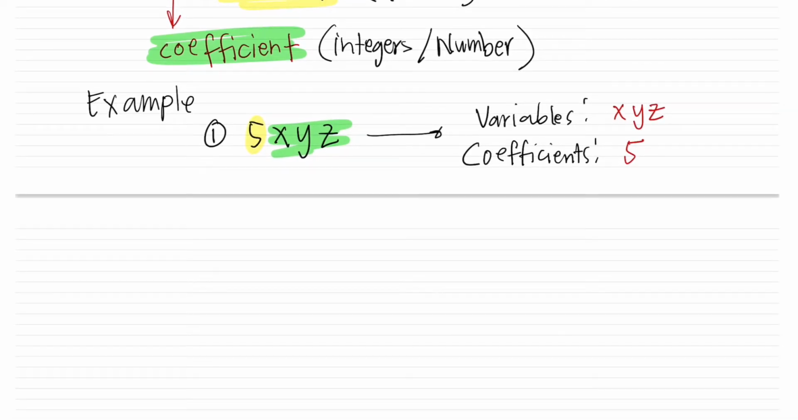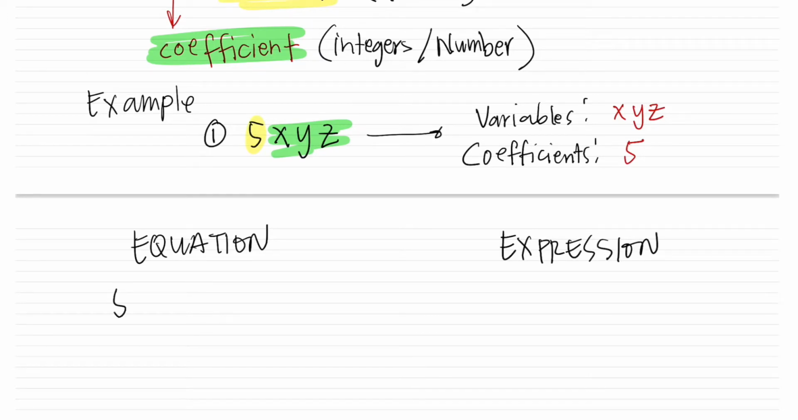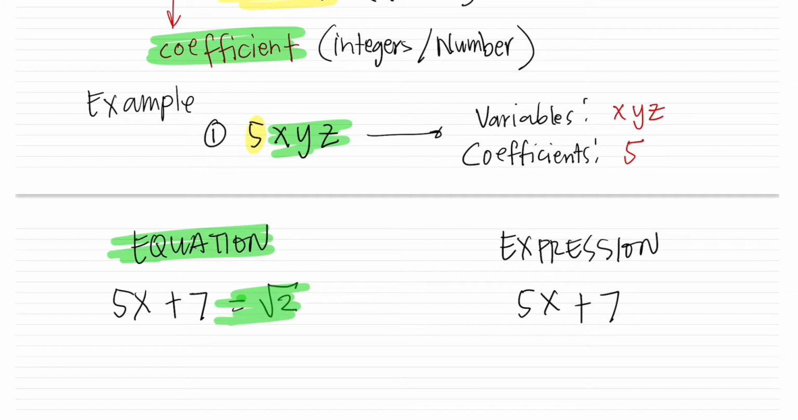Now we are going to differentiate what is an expression and what is an equation. When you say 5x plus 7 is equal to square root of 2, this is an equation. When you say 5x plus 7, this is an expression. What's the difference between the two? When you say equation, there is an equal sign. When you say expression, you can't find any equal sign. So don't be confused, guys. 5x plus 7 equal to square root of 2 is an equation, while 5x plus 7 is an expression because there is no equal sign.